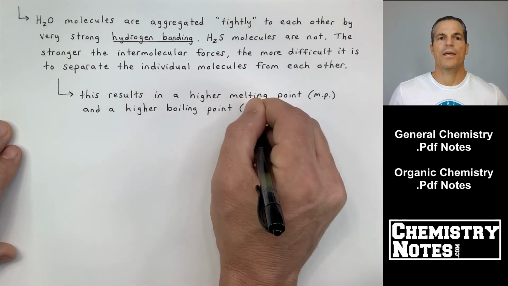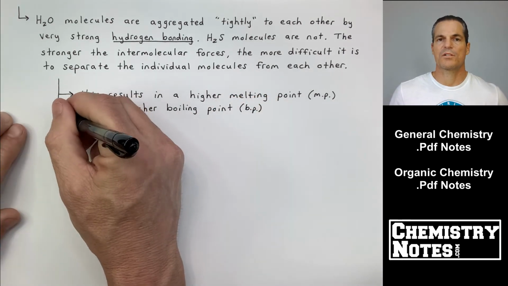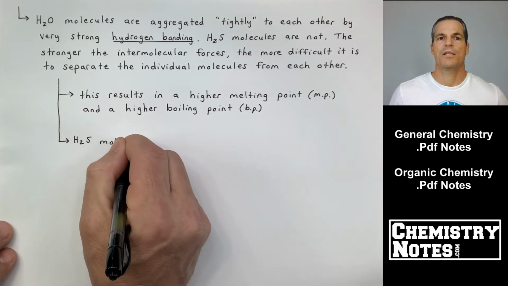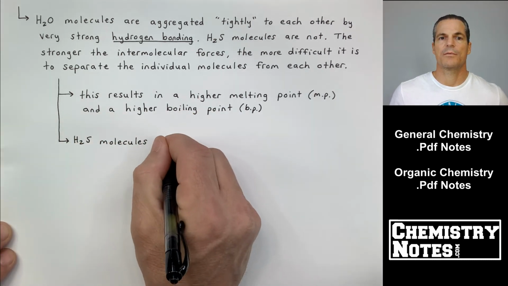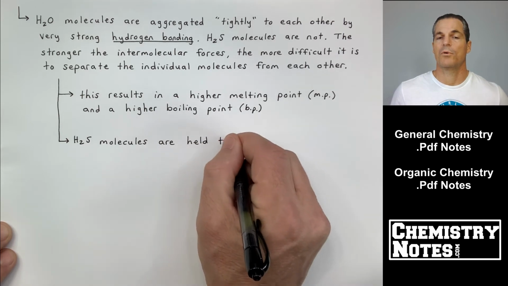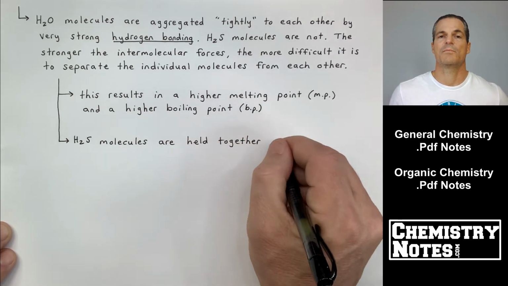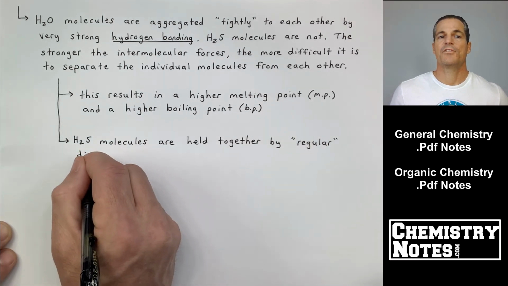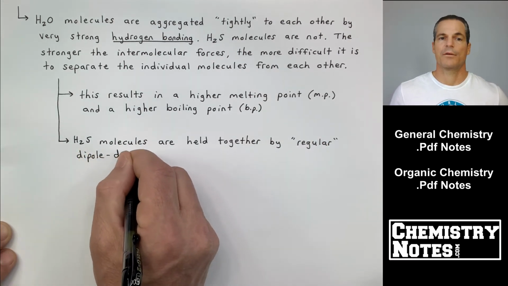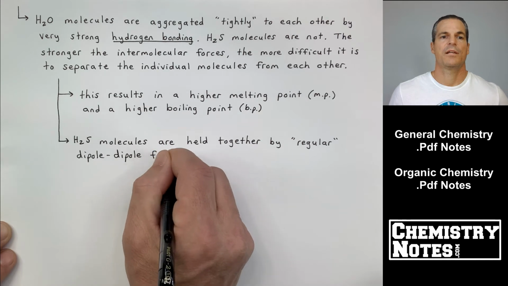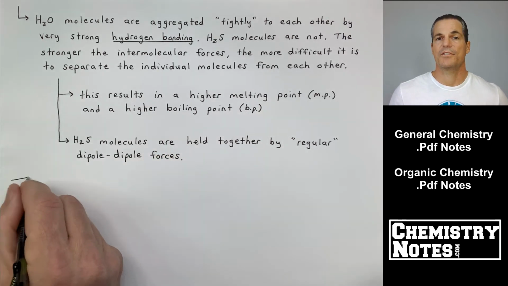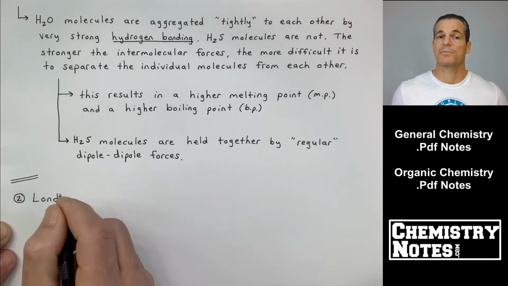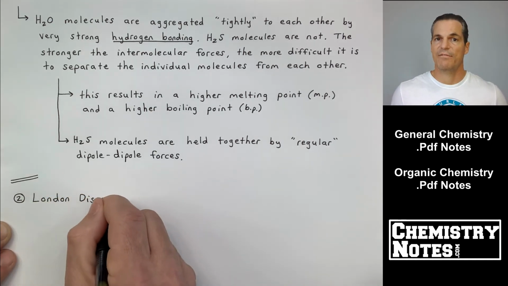So H2O and H2S have very similar Lewis structures and very similar molecular geometries, but their melting points and boiling points are so much different because of hydrogen bonding. Now, H2S molecules are held together by regular dipole-dipole forces. And of course, both H2O and H2S also have London dispersion forces, because the only requirement for London dispersion forces is that you have electrons.